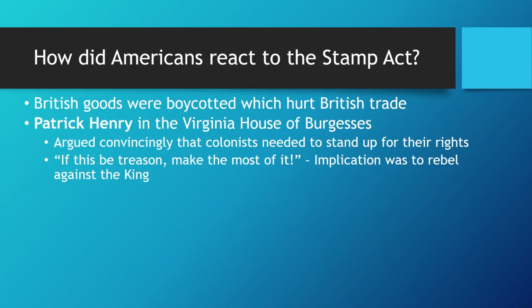In the Virginia House of Burgesses, a radical firebrand named Patrick Henry argued convincingly that colonists needed to stand up for their rights. When another member yelled out treason during one of his speeches, Henry replied, "If this be treason, make the most of it," the implication being that if they were going to resist, why not go all the way and rebel against the king? Henry was not one to shy away from strong words.